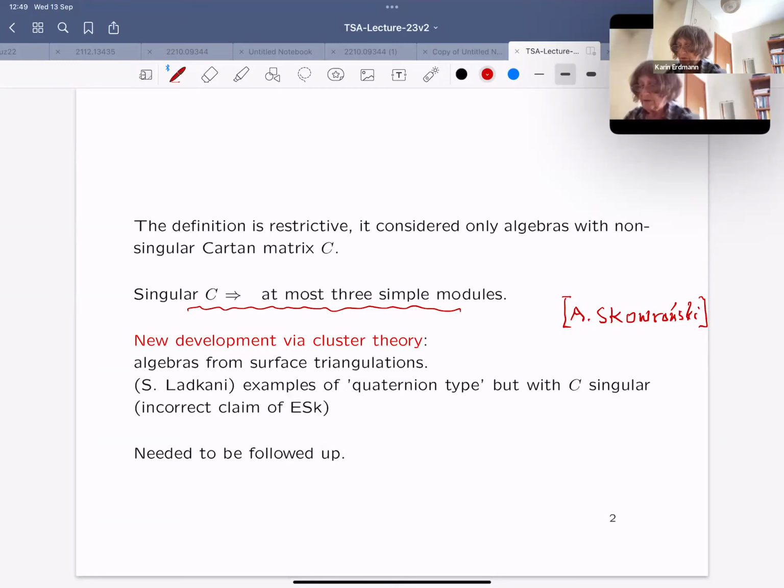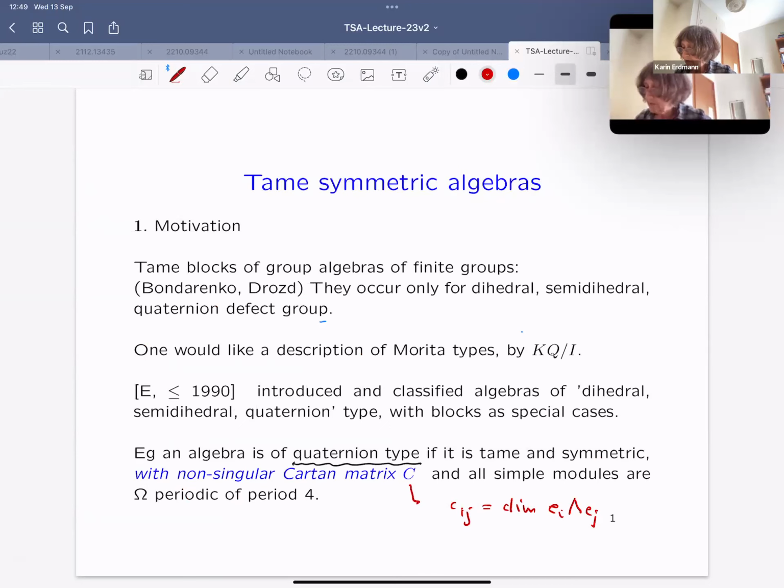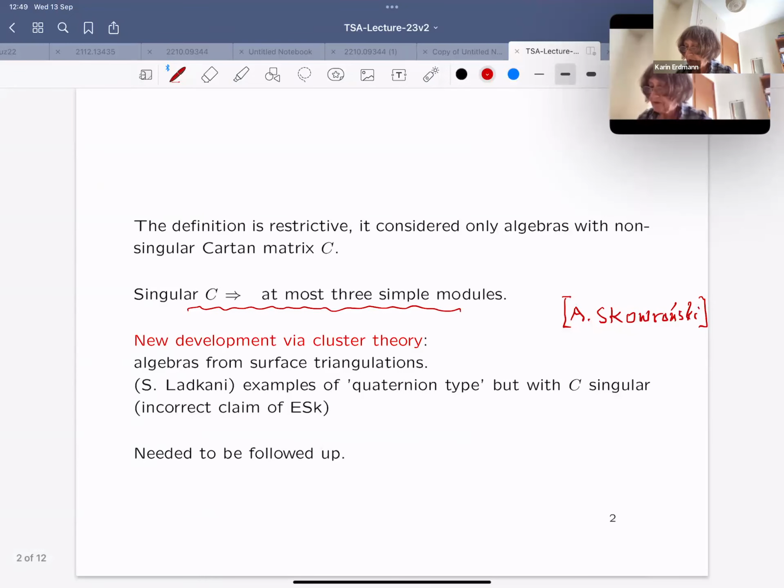About 30 years later, cluster theory developed, and in cluster theory there are algebras constructed from surface triangulations. Sefi Ladkani told us about some examples which looked like the quaternion type: tame, symmetric, all simple modules periodic of period 4, but the Cartan matrix condition didn't hold. This was a bit of a surprise.